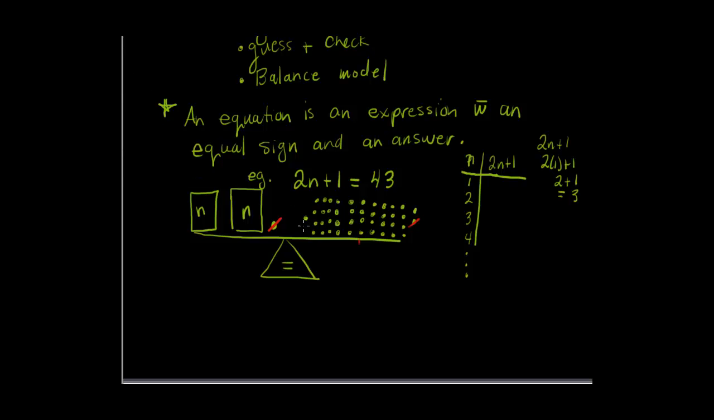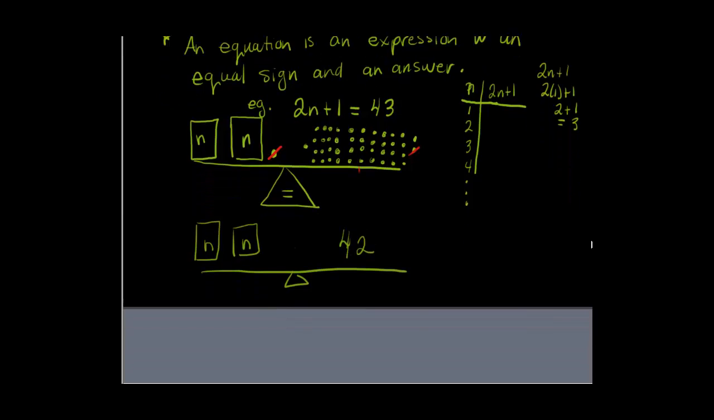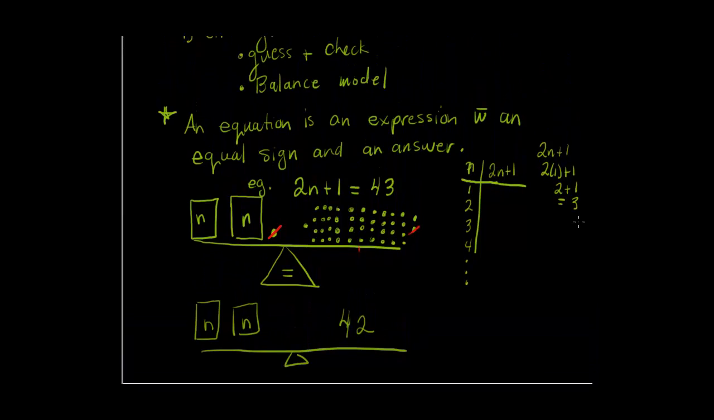So now I'm left with 2 n's in my next picture, and I've got now 42, right? Just to save time, I'm not going to draw all of those little dots. So I got 42. I need half to go in one bag and half to go in the other.